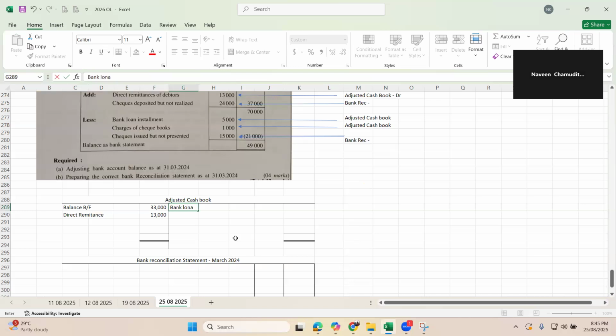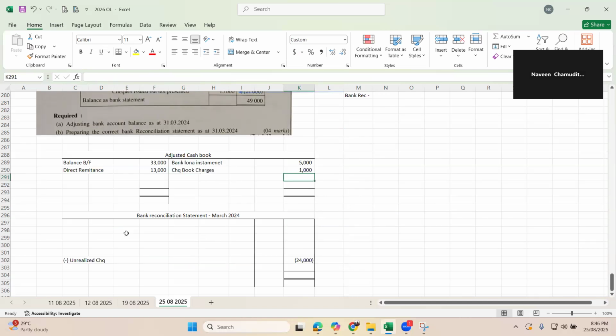Bank loan installment, it's a payment here, 5,000. Then charges for the checkbook also a payment, checkbook charges, it's 1,000. Then check issued but not presented, it's to adjust in the reconciliation statement as a positive figure. Unpresented checks.